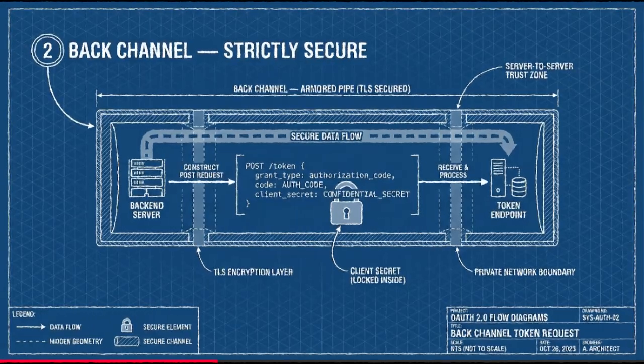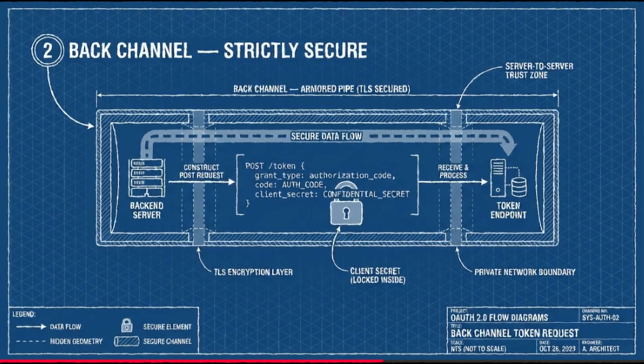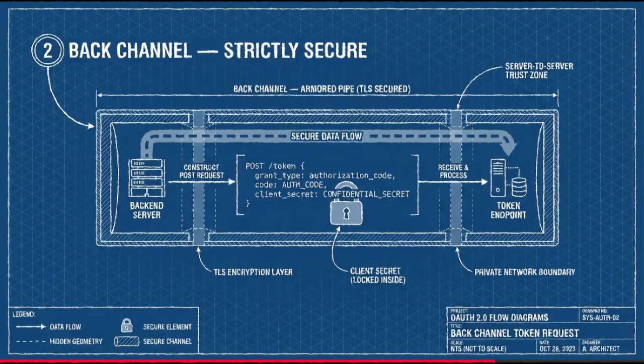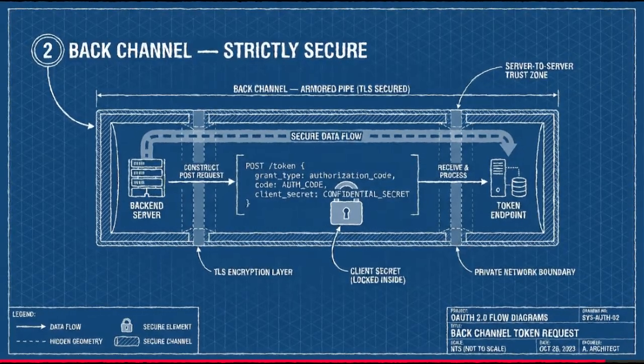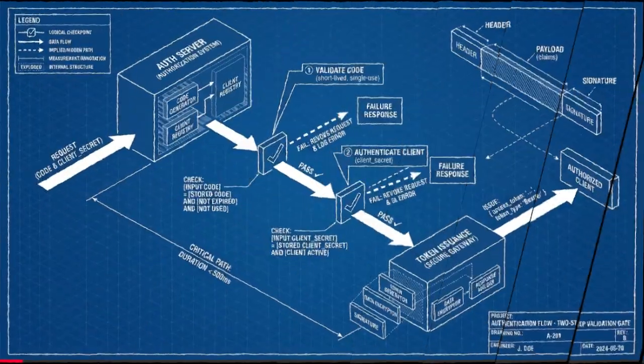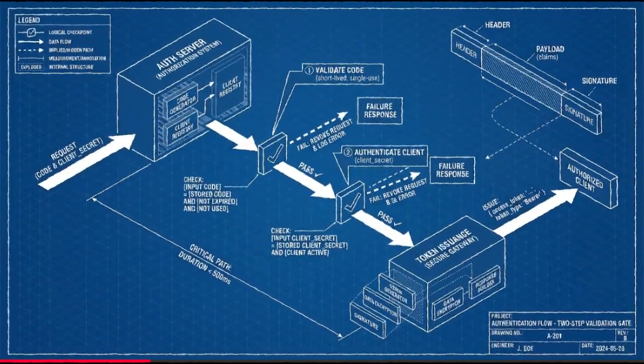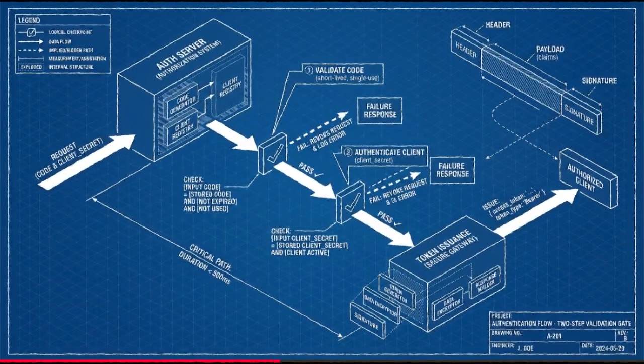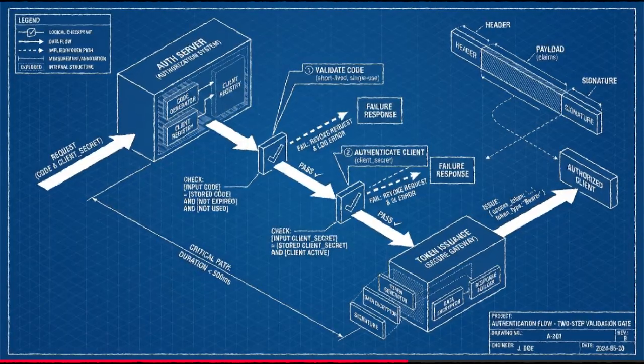Step 2 executes strictly in the back channel. The backend application server constructs a secure POST request to the token endpoint. This payload includes the parameter grant_type=authorization_code, the short-lived authorization code received from Step 1, and the highly confidential client secret. The authorization server validates the code and authenticates the client using the static secret. Only after this verification does the server issue the JSON payload containing the actual access token.